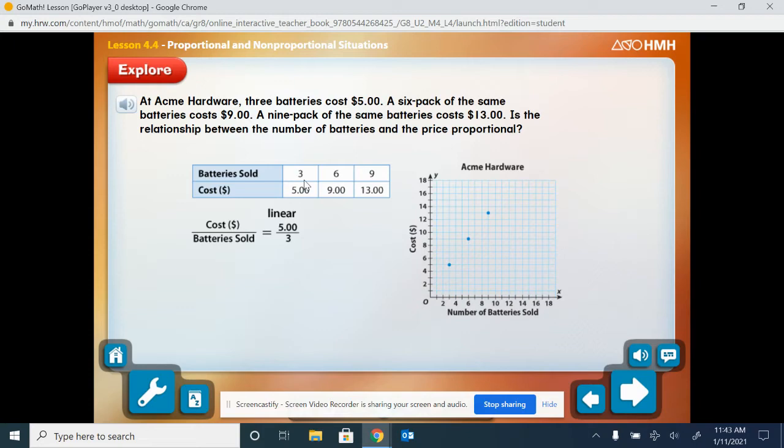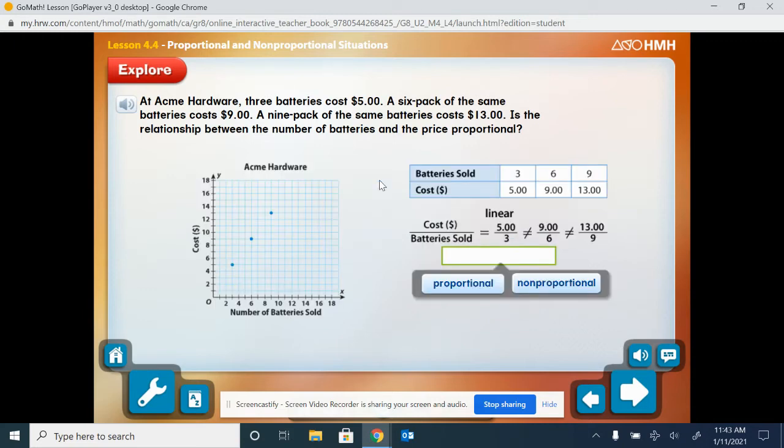Look at the next ordered pair. The next ordered pair would be 9:6. So 9:6 reduces to 3 halves, so it's not going to be proportional. The ratio is 9:6, which is not equal to 5:3. Let's look at the last pair. 13:9, which is still not the same as any of those. The ratio of 13:9 is not equal to any of the other ratios. The ratios of the cost to the number of batteries sold are not equal. Is this relationship proportional or non-proportional? Since the ratios are not equal, they're not proportional.